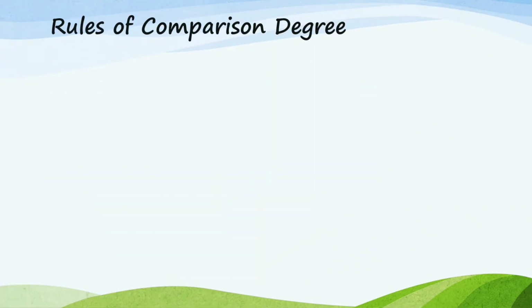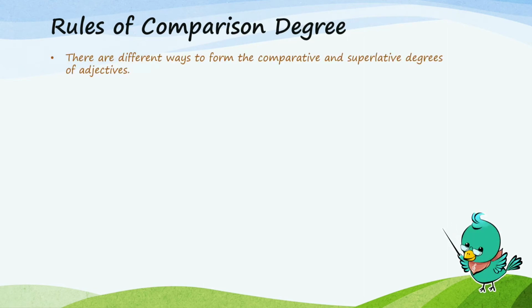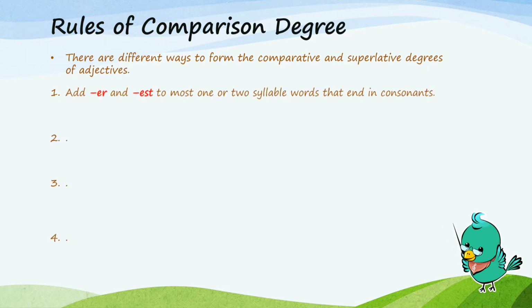There are some rules of comparison degree. There are different ways to form the comparative and superlative degrees of adjective. Add er and est to most 1 or 2 syllable words that end in consonants. For example, small, smaller, smallest.